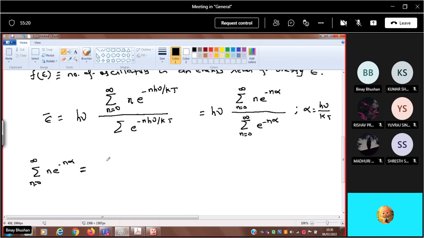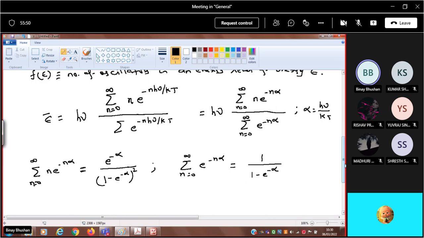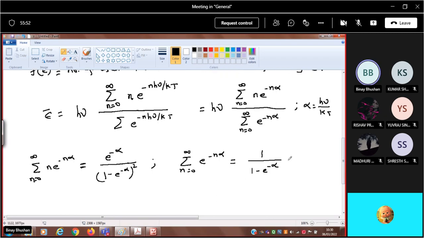So I'm just writing this. This will be equal to e to the power minus alpha into 1 minus e to the power minus alpha square. This will be the numerator, and the denominator will be the sum over n equal to 0 to infinity of e to the power minus n alpha. That will be equal to 1 by 1 minus e to the power minus alpha. Right? This is your homework. I am writing here HW.